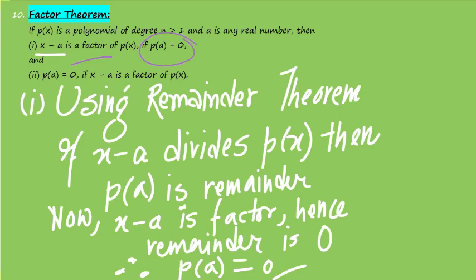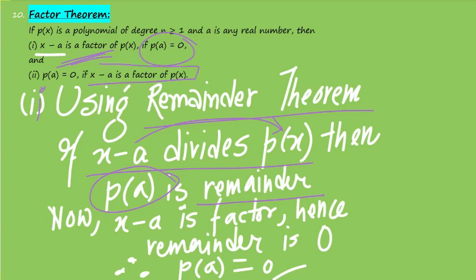So how do we prove it? By remainder theorem, what do we have? That if x minus a divides p(x), then p(a) is the remainder, right? Now x minus a is a factor of p(x) according to this first point, right? Oh, no, not the first point, according to the second point. This is the second proof, okay, doesn't matter, the first proof is same. If x minus a is a factor of p(x), that would mean that the remainder is 0, and hence p(a) will also be equal to 0. This is the second part of the theorem.